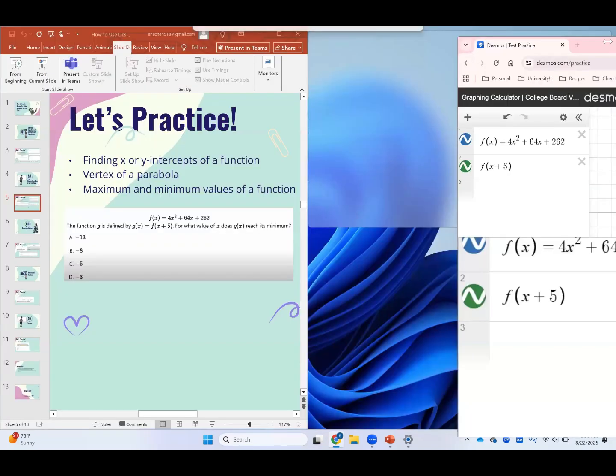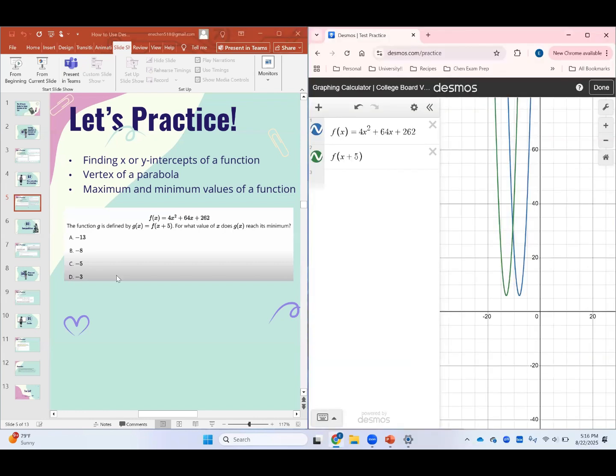And if we go back to the question again, just to reference, they're asking for what value of x that g at x reaches its minimum. So remember, g at x is our transformed function. So that's the green parabola. And if I click on the green parabola and then hover over the minimum point or the vertex, I'm going to see that it is at the x value of minus 13 that g at x reaches its minimum. So then my answer for this question is going to be A.